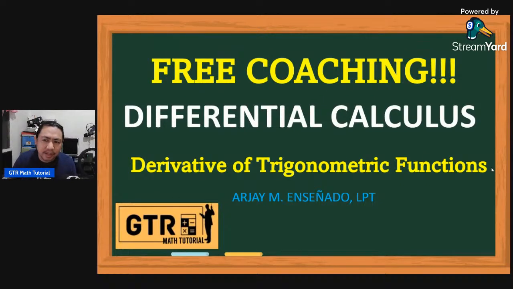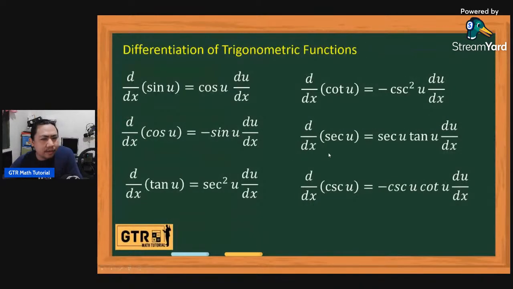So free coaching, differential calculus, derivative of trigonometric functions. Okay. So here are the formulas for derivative of trigonometric functions. We have 6 trigonometric functions: sine, cosine, tangent, cotangent, secant, and cosecant. So here are the formulas.